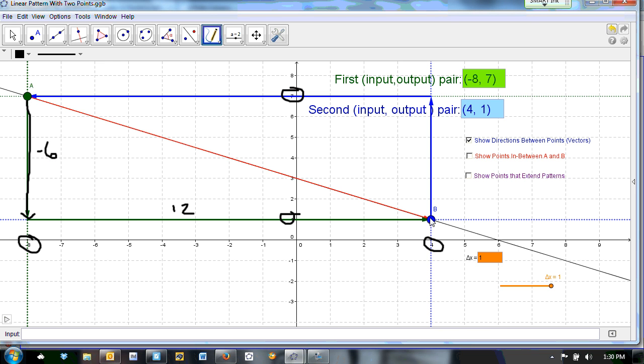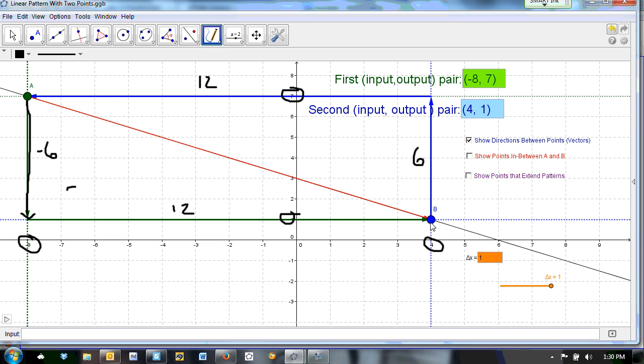Now we could think about going from B to A instead of A to B, which is the same thing. To go from B to A, we would have to go up, in this case, a positive 6 instead of going down a negative. But instead of going this positive 12 from left to right, we're actually going in the negative direction, the same distance, 12, right? We have a nice rectangle when we think direction, okay?